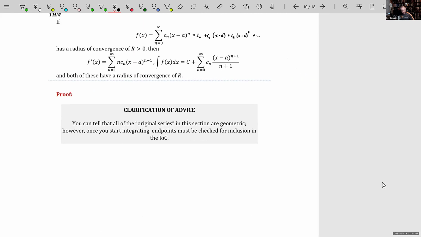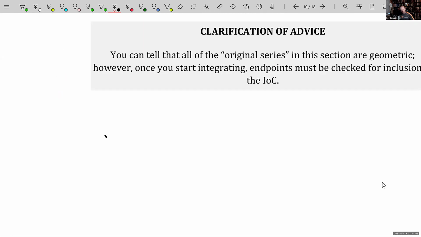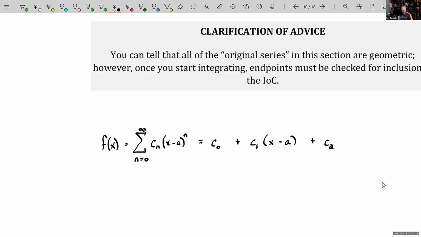Suppose that f of x was equal to that summation, n equals 0 to infinity, of c sub n times (x minus a) to the nth. And suppose you just go ahead and expand that out a little bit. So I have c naught, we did this just a moment ago, c1 (x minus a) to the first, plus c2 (x minus a) squared, and so on and so forth. And you want to find out what the derivative of this function is.